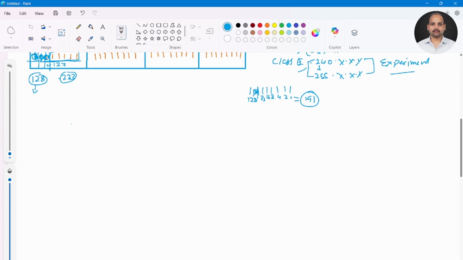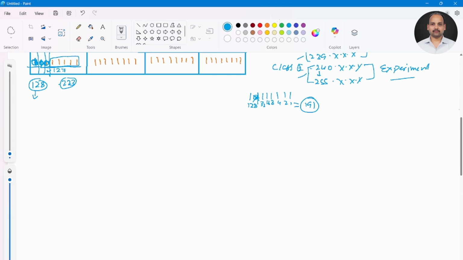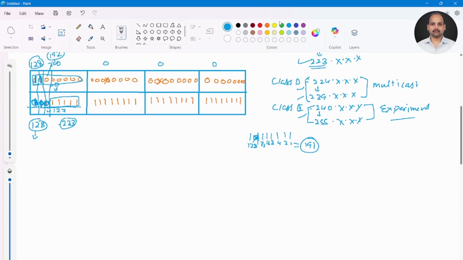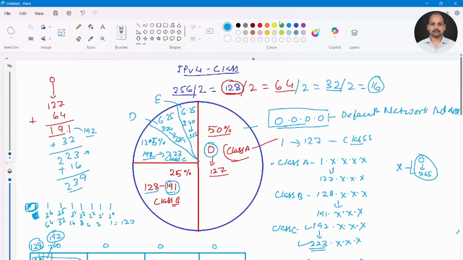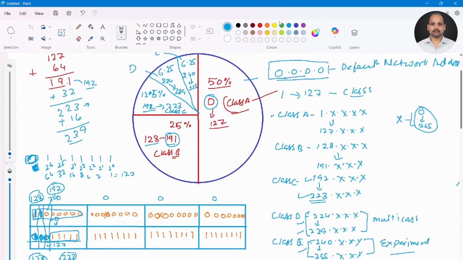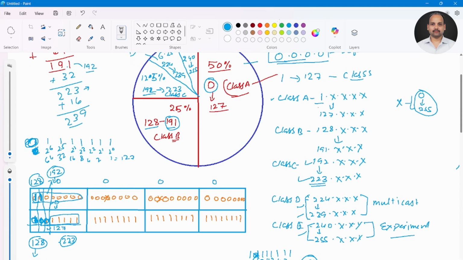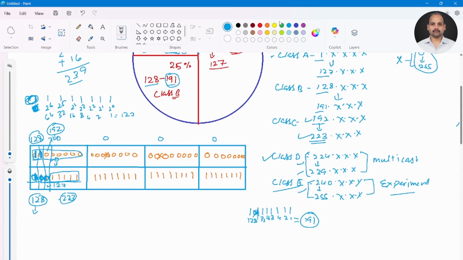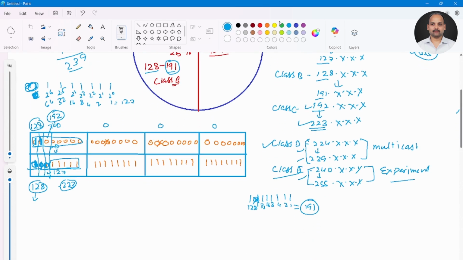So I told you about class A. Class A starts from 1 to 127. Class B is 128 to 191, and class C is from 192 to 223. Class D we can't use because it is multicast, and class E is experimental, or you can use it for scientific and government purposes.